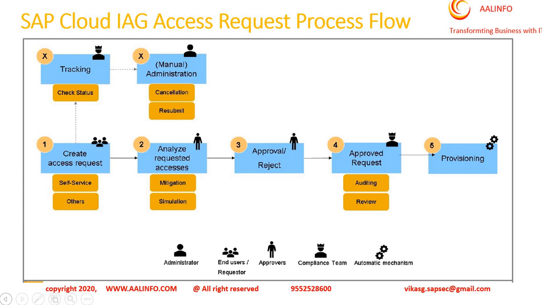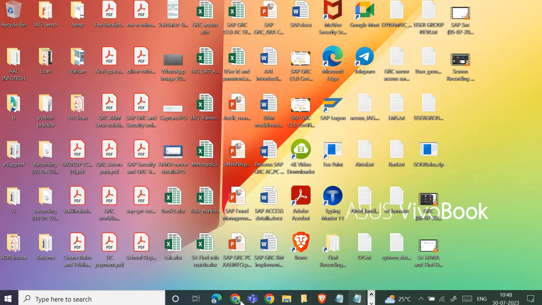To see that process flow in the system, we will go directly to the system and raise an access request in SAP IAG.